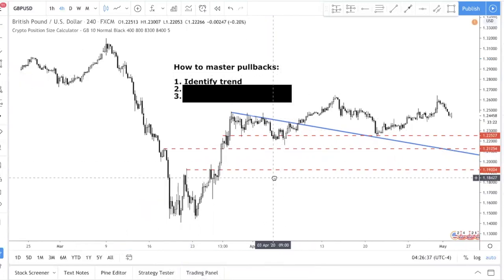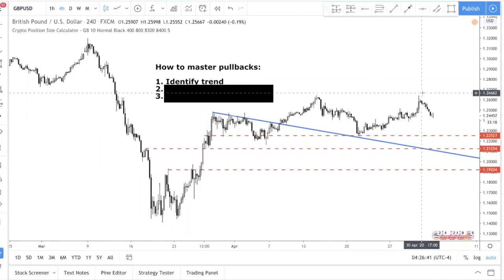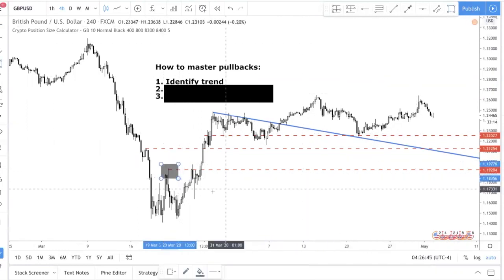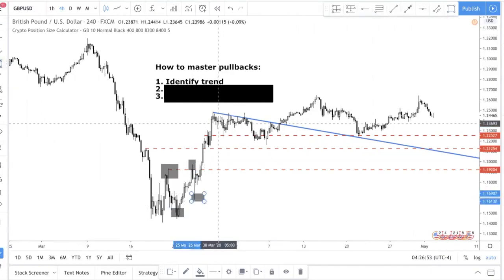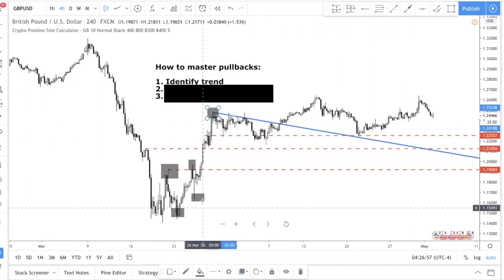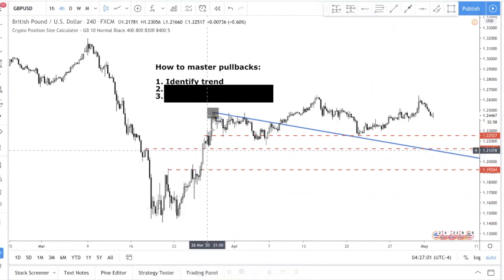It's very simple to identify a trend. I have a lot of videos talking about this. You want to look for a series of higher highs and higher lows if you're looking for a bullish trend. I will do a quick example for you. In this case, you can see that you have a series of higher highs and higher lows. This is mandatory. It's not optional, because as I said, the prerequisite of trading a pullback is that there must be a trend.